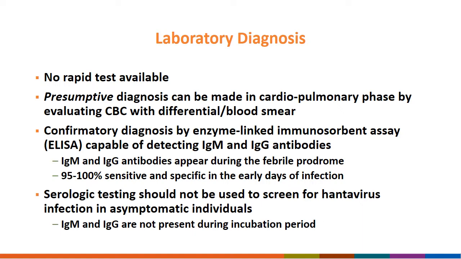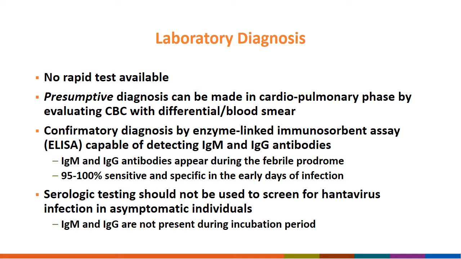Currently, there is no rapid point-of-care diagnostic test for New World hantaviruses like Sin Nombre virus. Thrombocytopenia is seen early during the prodromal phase. A presumptive diagnosis may be made in the cardiopulmonary phase by evaluating the CBC with differential and blood smear using the 5 criteria described previously. Confirmatory diagnosis of hantavirus infection is made by testing with an enzyme-linked immunosorbent assay, or ELISA, capable of detecting IgM and IgG antibodies. These appear during the febrile prodrome and are 95 to 100% sensitive and specific for early hantavirus infection.